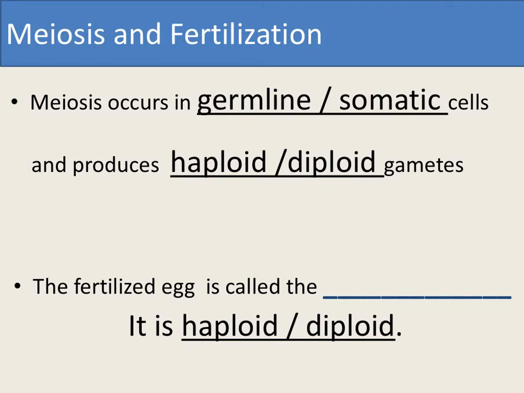Now, so the fertilized egg is called what? What's a fertilized egg called? Zygote. And is it diploid or haploid? Diploid. Okay.